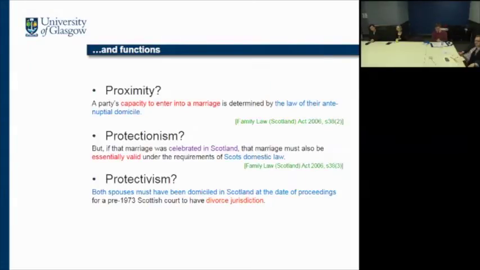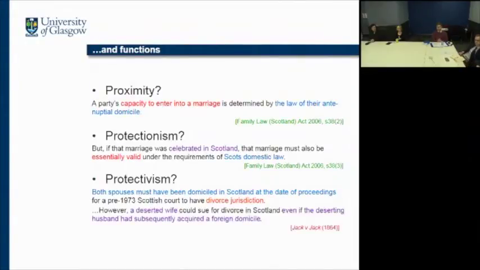This started to pose problems in cases where wives had been deserted by their husbands. By deserting their wives, the argument was, well, they've lost their Scottish domicile and they've frustrated any assertion of jurisdiction by the Scottish courts, so we shouldn't allow deserting husbands to desert their wives and get away with it. So a special rule was introduced by the judiciary, which essentially says that a deserted wife could sue, even if the deserting husband had subsequently acquired a foreign domicile.